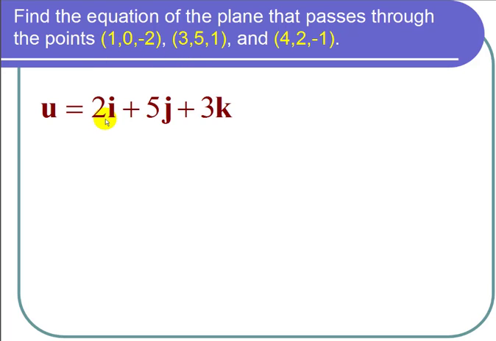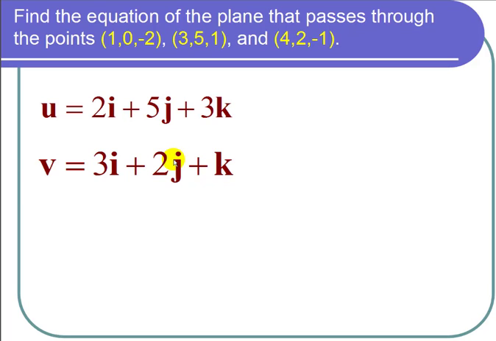So I take 3 minus 1 is 2. So I get u equals 2i. 5 minus 0 is 5, plus 5j. And 1 minus negative 2 is 3, so plus 3k. And there's my first displacement vector. For the second displacement vector, I take 4 minus 1 is 3, so v equals 3i. 2 minus 0 equals 2, plus 2j, and negative 1 minus negative 2 is 1, so that gives me plus k. So there's my 2 vectors that sit on the plane.